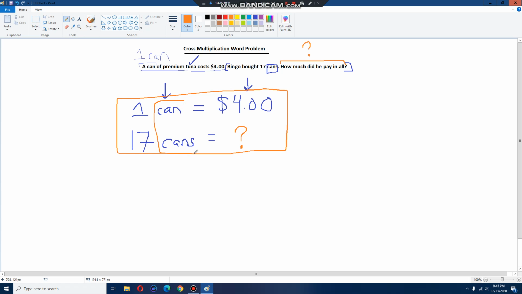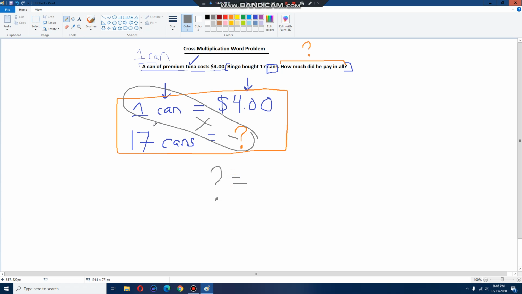Units. Make sure the units are matching and they're together. Cans with cans, dollars with dollars. Okay? And now we can cross multiply. Let's cross multiply. Always start with the question mark first. And cross. Go across. That's why it's called cross multiply. And you multiply it. So in this case, 1 times question mark is 1 question mark, or just good old question mark. Okay? Done. Next one. And don't forget the equal sign, of course.